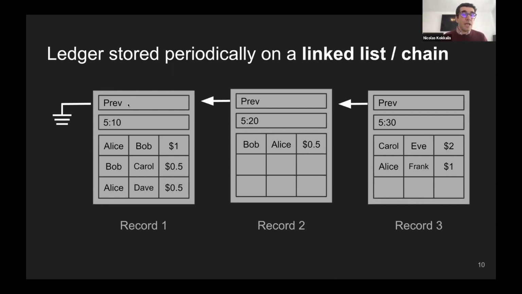Now, because I want to keep track of the order of the spreadsheets, I can store a link, like a URL if it's a Google spreadsheet, that gives me the URL of the previous spreadsheet. So I store the URL of the previous spreadsheet, and that's how, if I'm on this spreadsheet, I can find all the previous spreadsheets by following these pointers. And obviously, there will be a Genesis record that will have no previous record. It will be the first one.